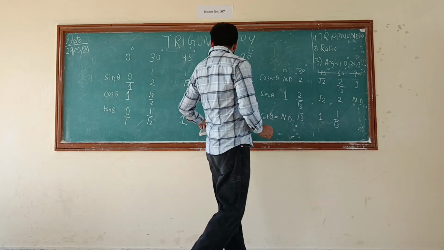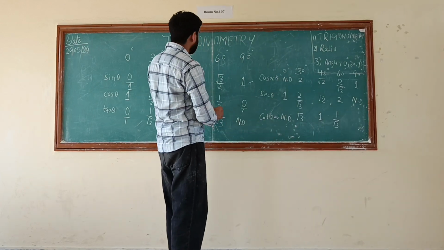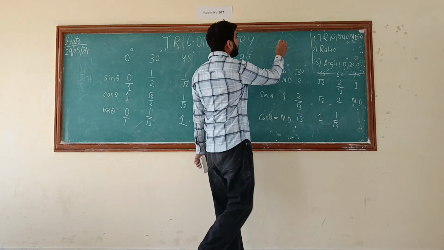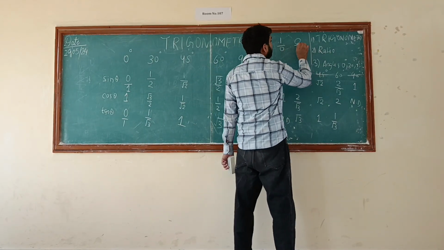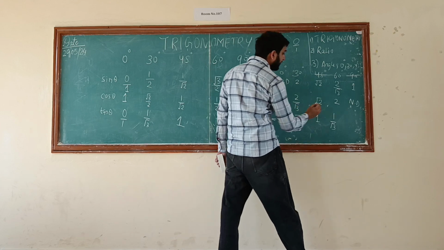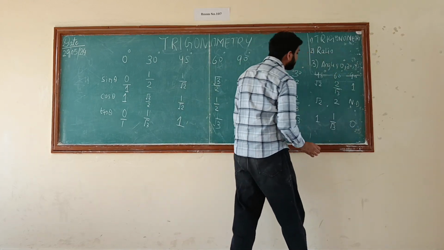Tan 90 is not defined. Not defined is 1 upon 0. When we take the reciprocal, it becomes 0 upon 1. So here cot 90 is 0.